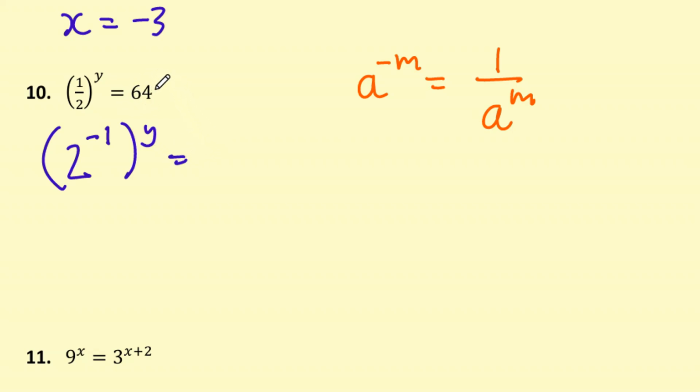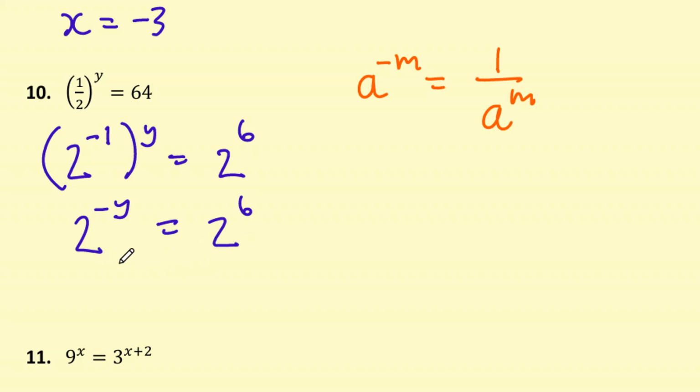Now 64, we can use prime factors of 64. We know that 64 is 2 to the power of 6. So we rewrite the left-hand side using this exponential law. We rewrite the left-hand side with a negative power. Now we have brackets, so we can multiply the powers. Negative 1 times y is negative y.